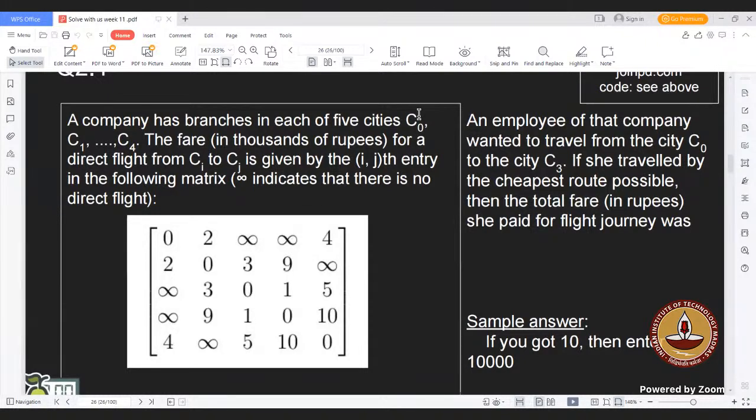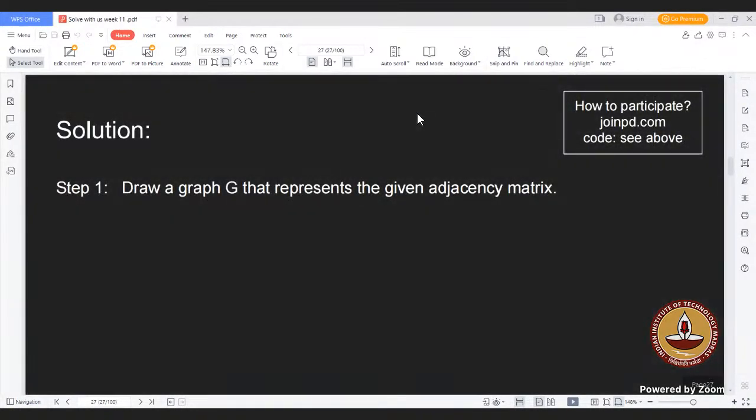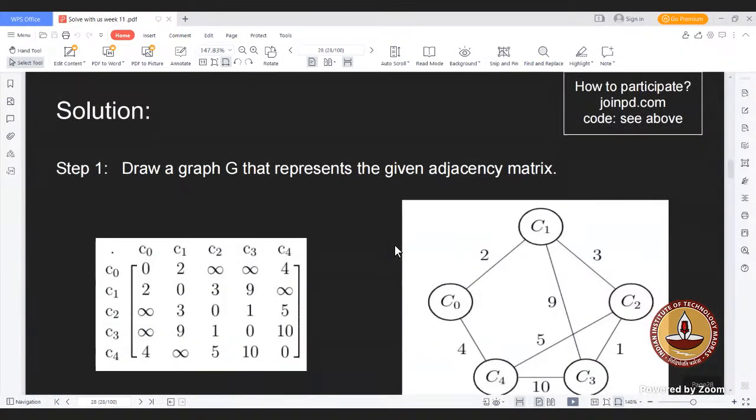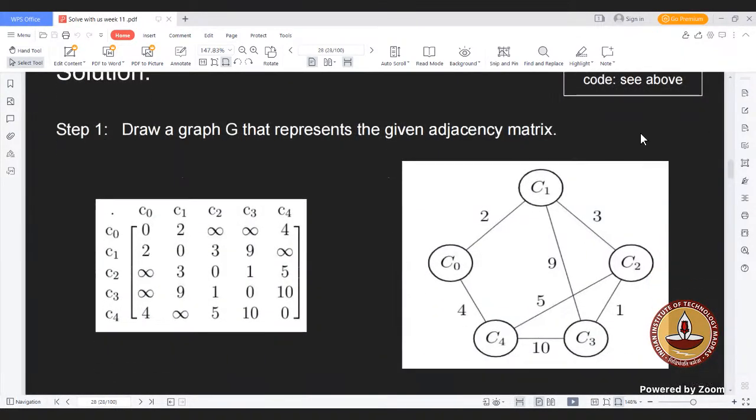Can I go ahead and discuss the solution now? Yes, sir. So everyone got the correct answer. The correct answer is 6,000. Okay, so we'll first draw the graph of the given adjacency matrix. So this will be the graph.